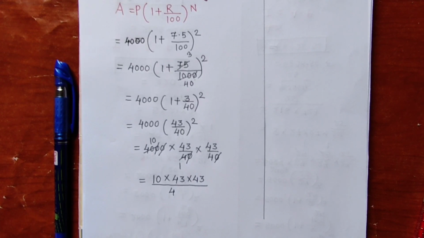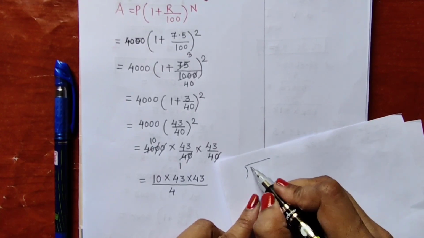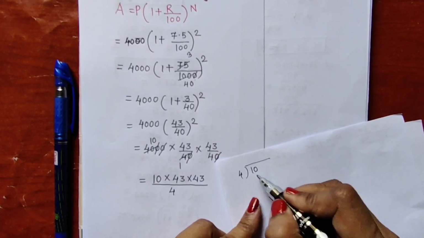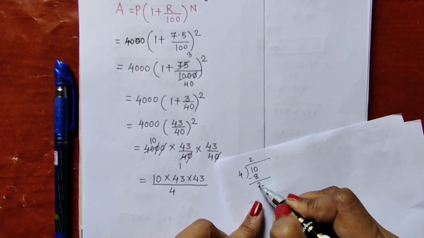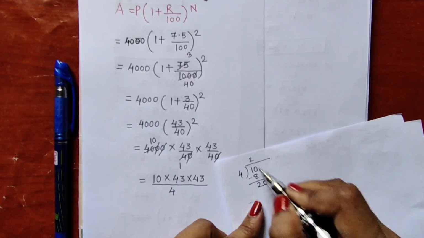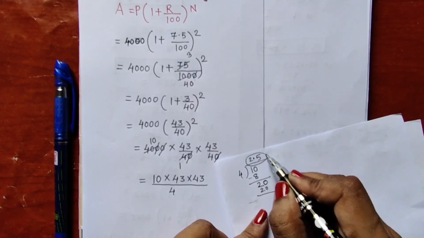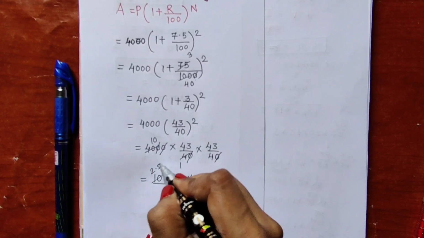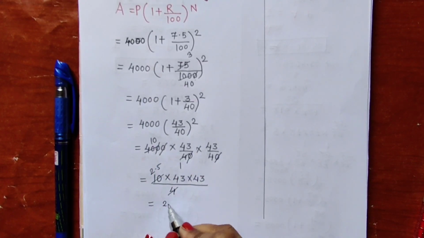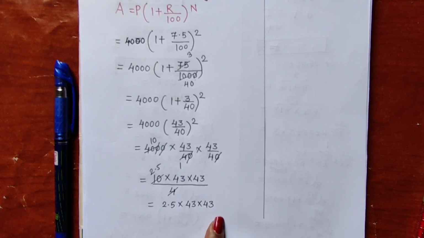When we cancel 10 by 4, what we will be getting? Cancelling means what? We always do the division. So 10 divided by 4. 4 2s are 8. 2 remaining. For this 2 is smaller than 4. We will put a 0 and for this 0 we will put point here. 4 5s are 20. So in this way we are getting the answer 2.5. So when we cancel this 10 by 4 we get 2.5 here. So right now 2.5 multiply by 43 multiply by 43. Now it is easy to calculate. There is nothing in the denominator now.